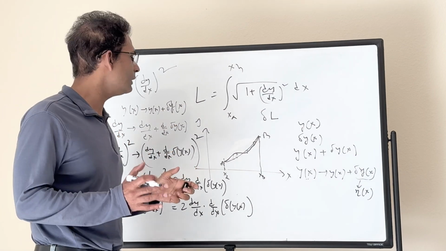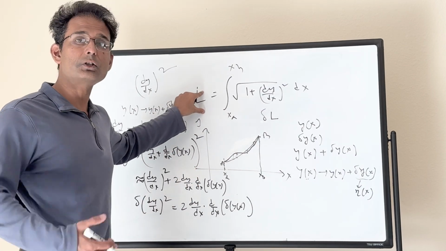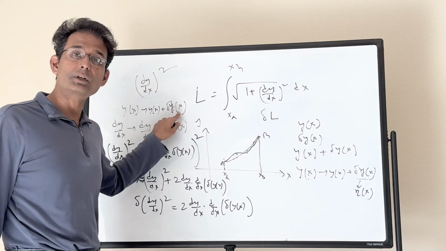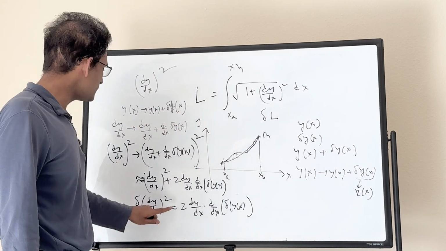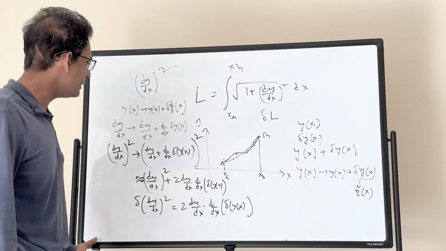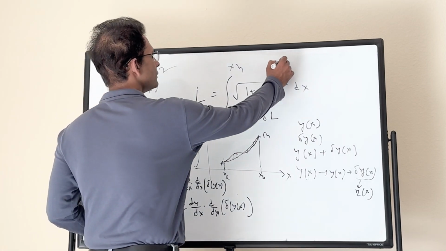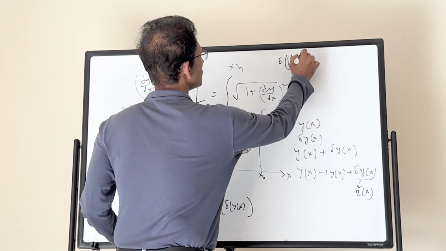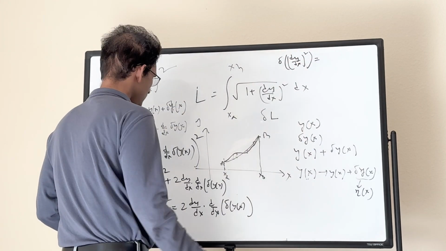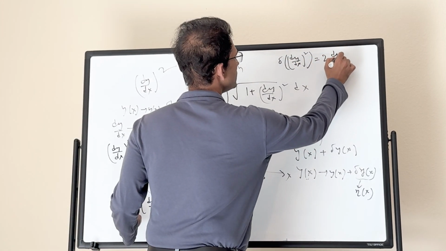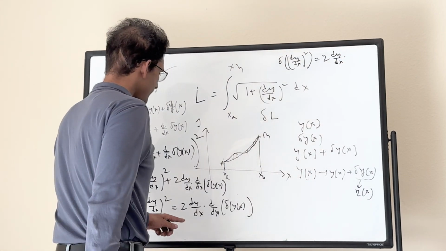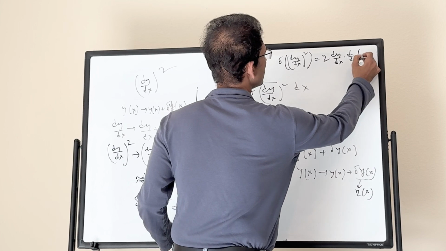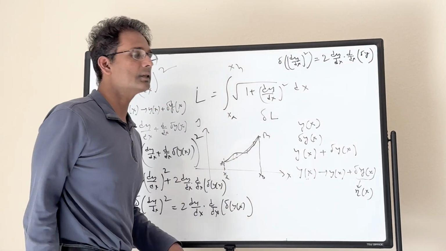So our goal is actually to understand how much L changes, how much the functional changes when y(x) is changed by an amount of delta y(x), right? Let's actually do that. So we'll need this result, okay? So maybe we can just write it here: delta (dy/dx) squared is equal to 2 (dy/dx) times d/dx of delta y. I'll just write delta y, okay, instead of delta y(x).